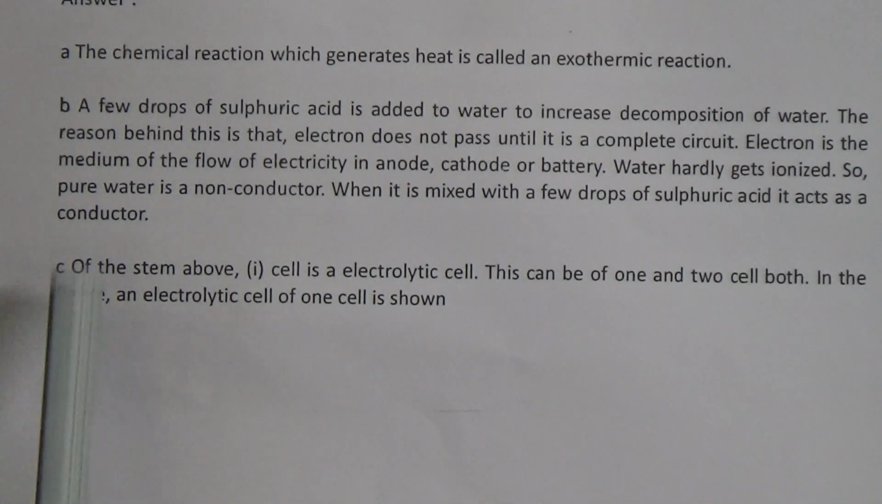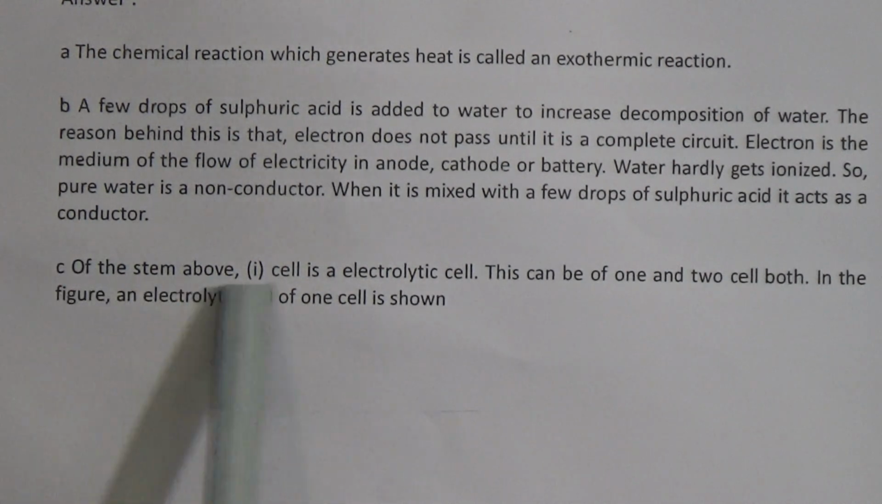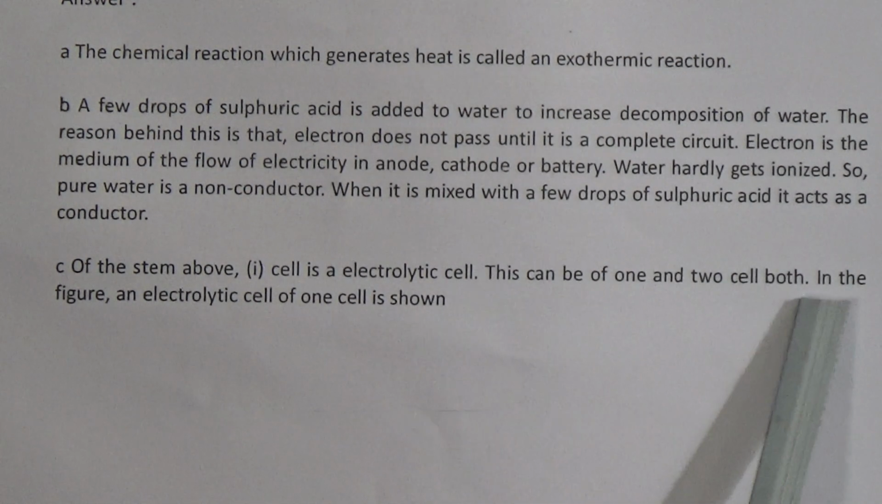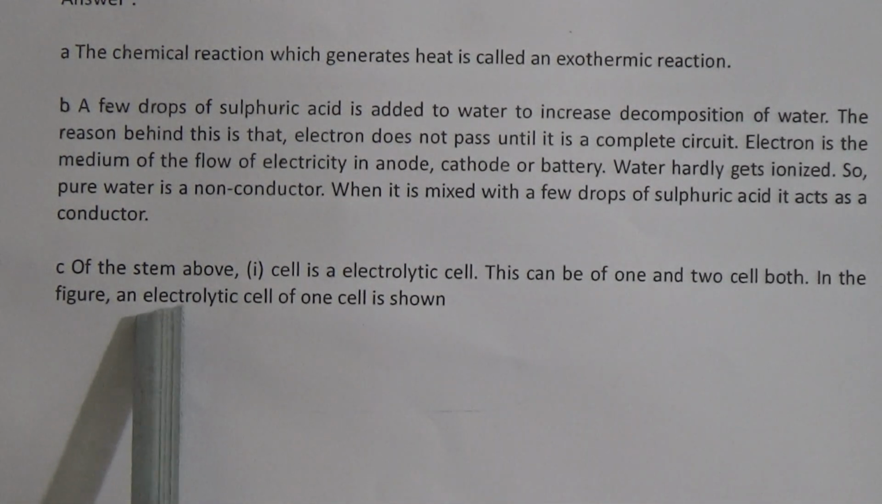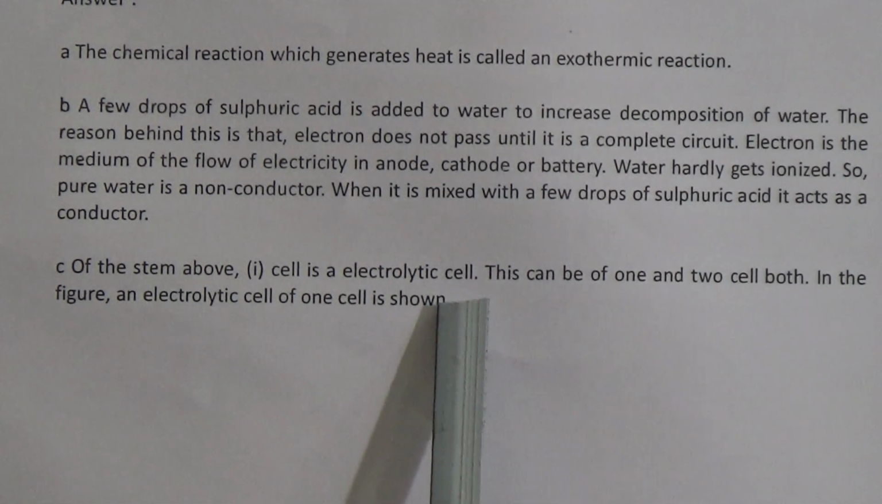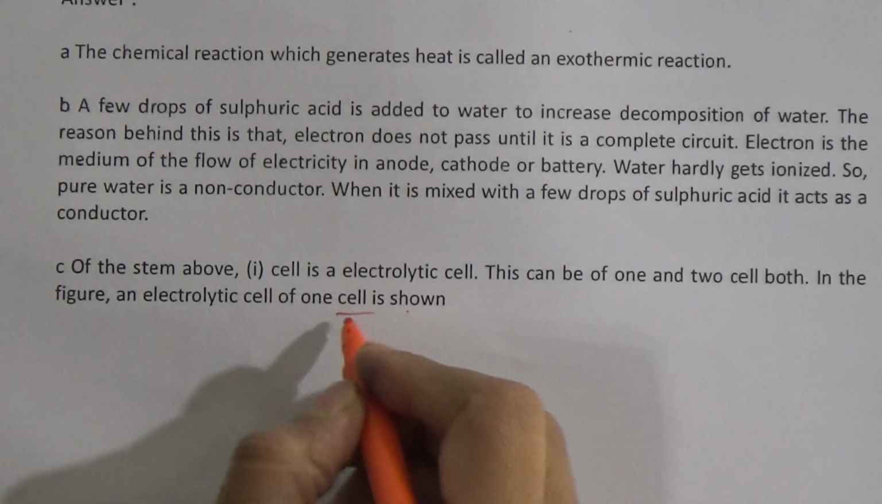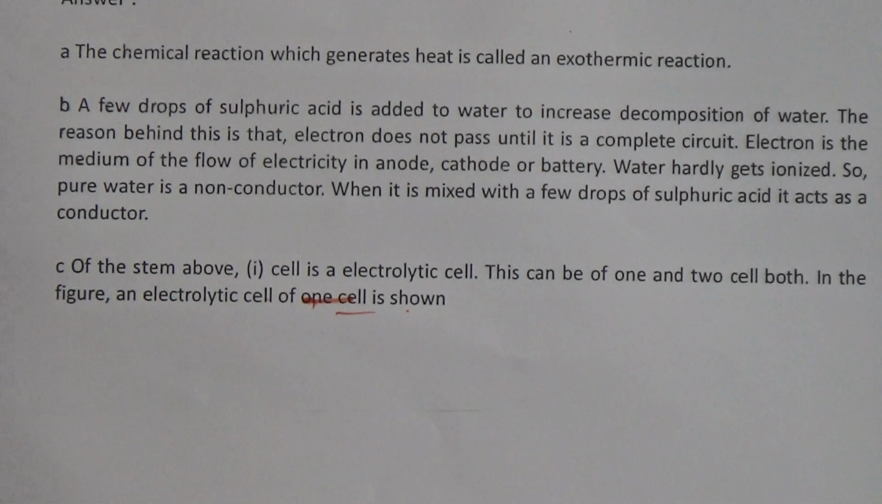We have to describe the formation of cell number 1, that is the electrolytic cell, and this can be one of the two cells. Then in the figure, the electrolytic cell of cell 1 is shown. That means we have to show one electrolytic cell.